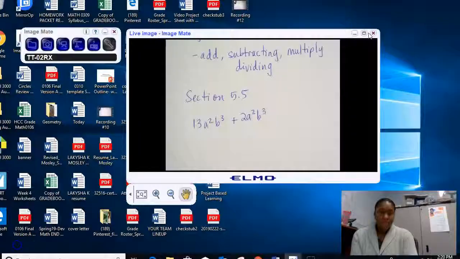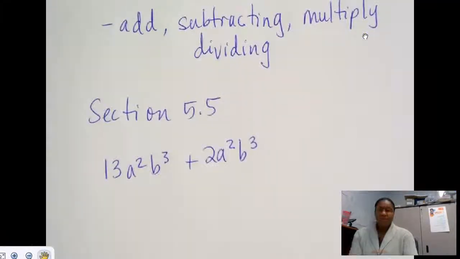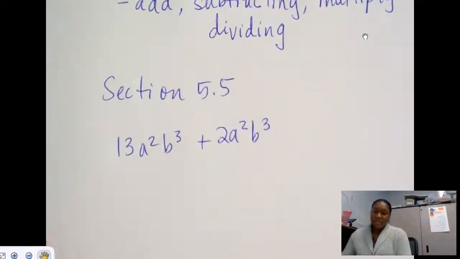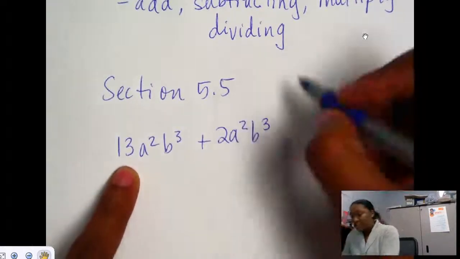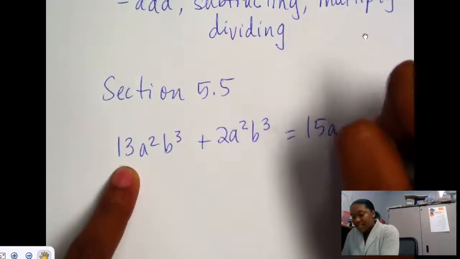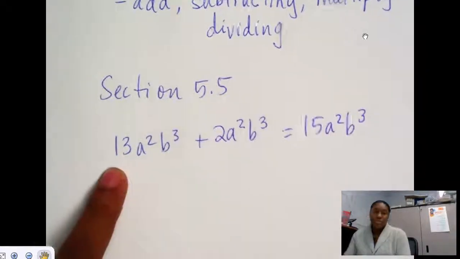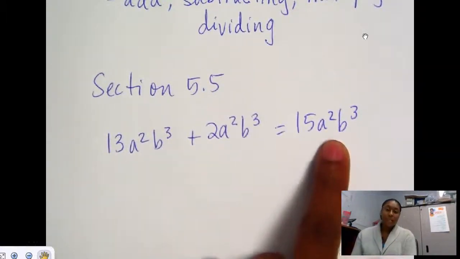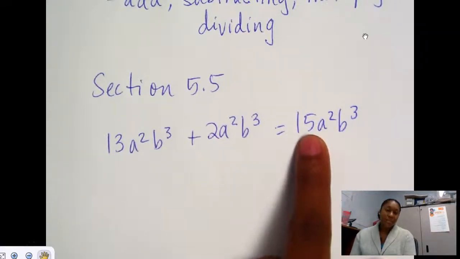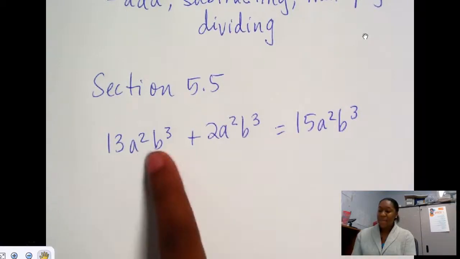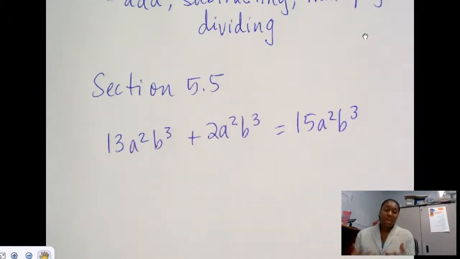Okay, I'm back. All right, so let's just add these two together, very straightforward. The answer to this, of course, 13 plus 2, 15a squared b to the 3rd. So you do not mess with your bases or exponents in any way. You're just combining the coefficients, because as long as they match, then you can add those two together. All right, so let's try another one.